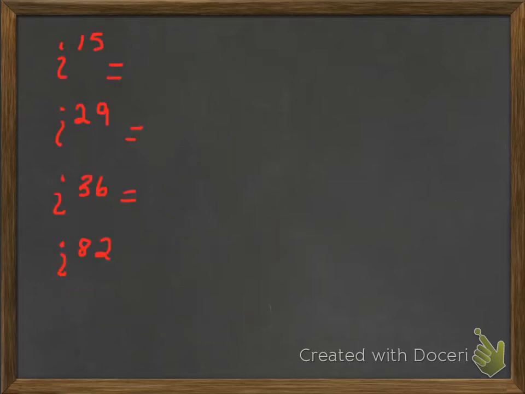Okay, why don't you try a few of these examples? What do we have to do with I to the 15? We just divide 15 by 4, and we're going to get a remainder of 3, because 15 divided by 4 goes 3 times. 3 times 4 is 12, with a remainder of 3. So this is the same as I to the third, which is what? Negative I.